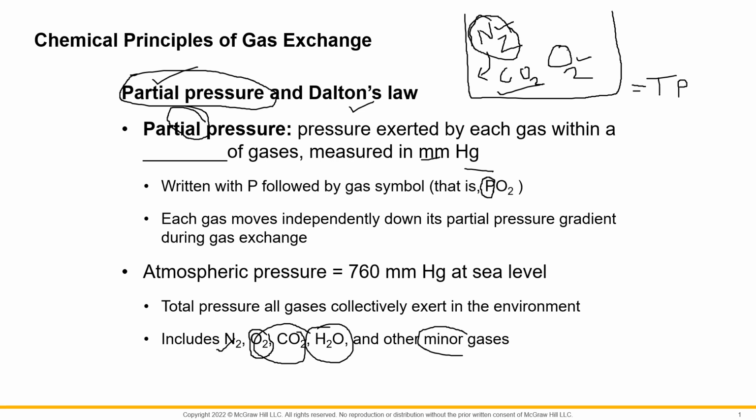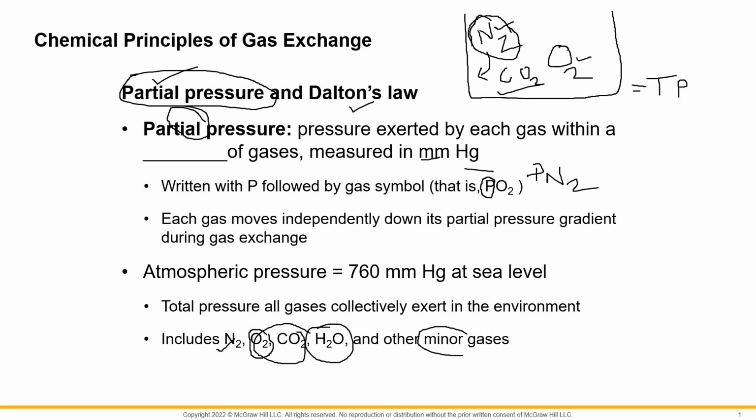So for example, the partial pressure of nitrogen gas would be PN2. The partial pressure of oxygen gas is PO2, and partial pressure of carbon dioxide would be PCO2. And each gas with its own individual pressure gradient moves independently down from an area of high pressure to an area of low pressure per Boyle's law.